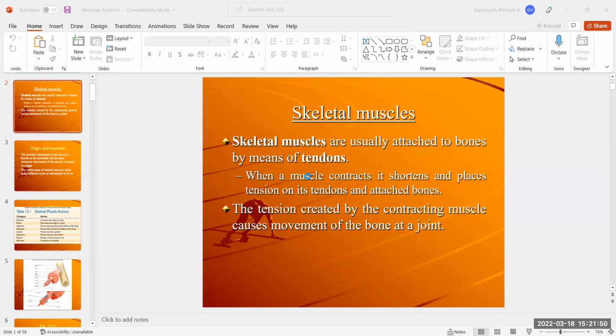So nebulin is the scaffolding for the actin thin filaments. Titin is the scaffolding for the myosin thick filaments. And so the orientation of your myosin thick filaments and your actin thin filaments is the same in both halves. They just are reflections of each other. That's essentially the take home from this picture here.